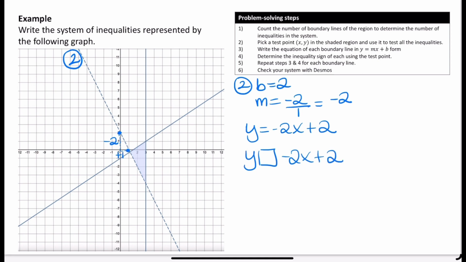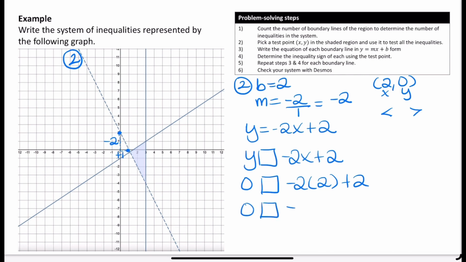So remember that test point we were using was 2, 0, where 2 is x and y is 0. So let's go ahead and plug that in, and also let's use the shape of the line to figure out which inequality. So you can see I have a dotted line, so I'm going to have a less than or a greater than sign. So I need to figure that out using this test point, so that tells me 0 and then something, -2 times 2 plus 2. So I have 0 something, negative 4 plus 2, which tells me 0 and then something. Negative 4 plus 2 is negative 2. Well, 0 is bigger than negative 2. So this is going to be the inequality y is greater than negative 2x plus 2.